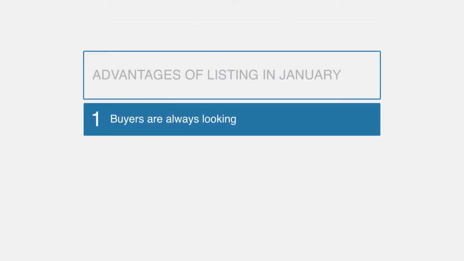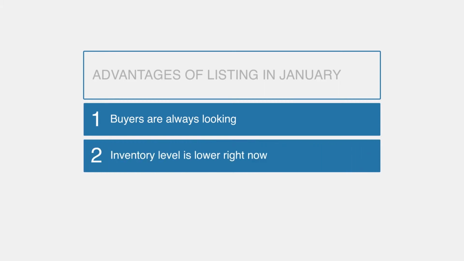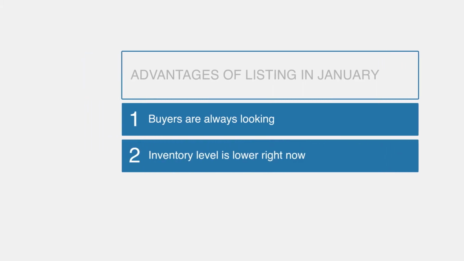Number two, and probably most important of all, is that the inventory level is lower right now. Why wait until March or April when everybody else around them is going to put their home on the market? Why compete in an environment that has more supply? What you want to do as a seller is compete in an environment with lower supply. Inventory levels are lower in January and February because everybody is thinking the same thing that your customer is thinking right now. That's why you need to educate them on this opportunity.